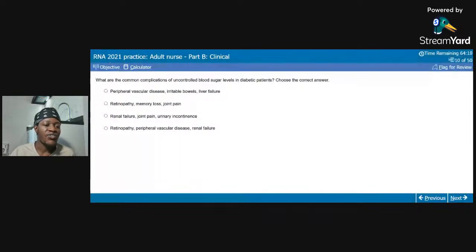What are the common complications of uncontrolled blood sugar levels in diabetic patients? So what this is saying is, basically, all those diseases that could occur from uncontrolled blood sugar, which can be retinopathy, peripheral vascular disease, renal failure. Let me just be sure there's no other one that looks much good. Yeah, I'll go with that one.